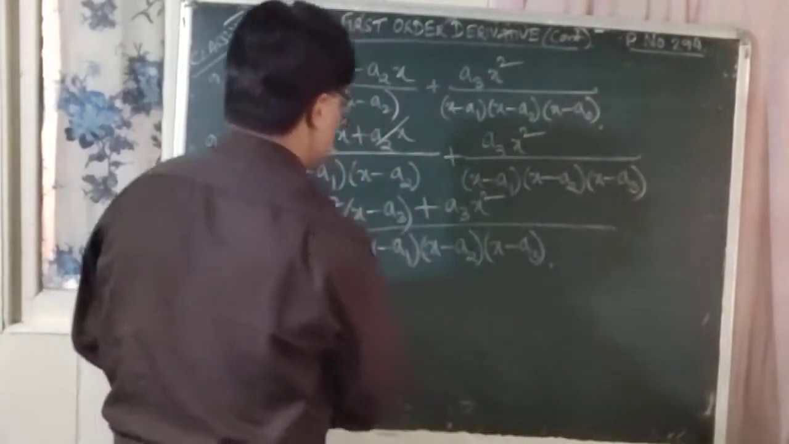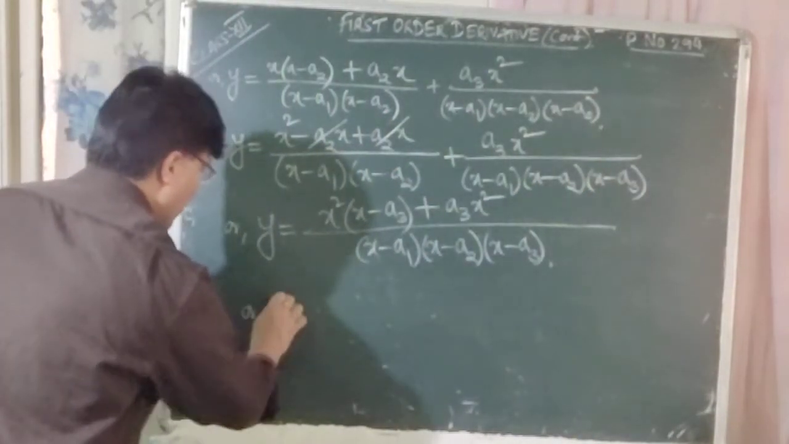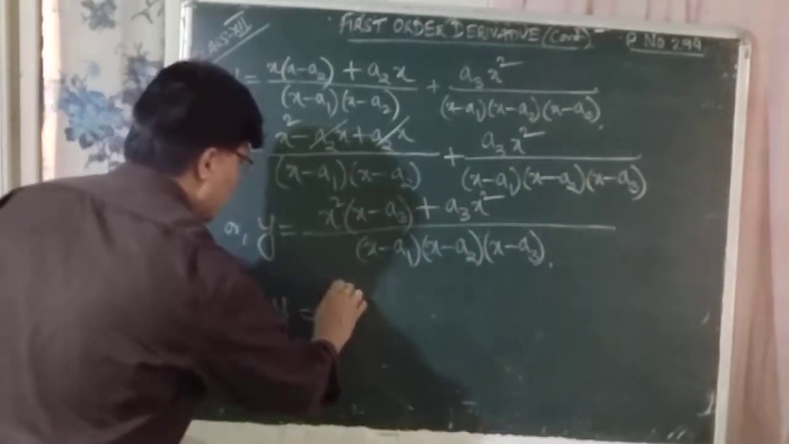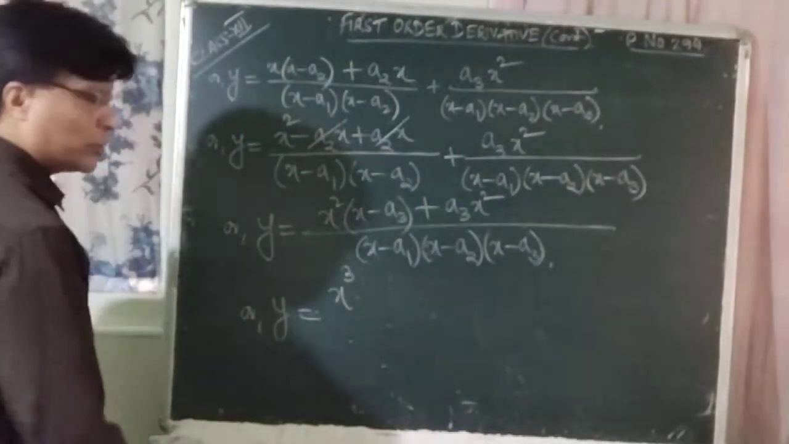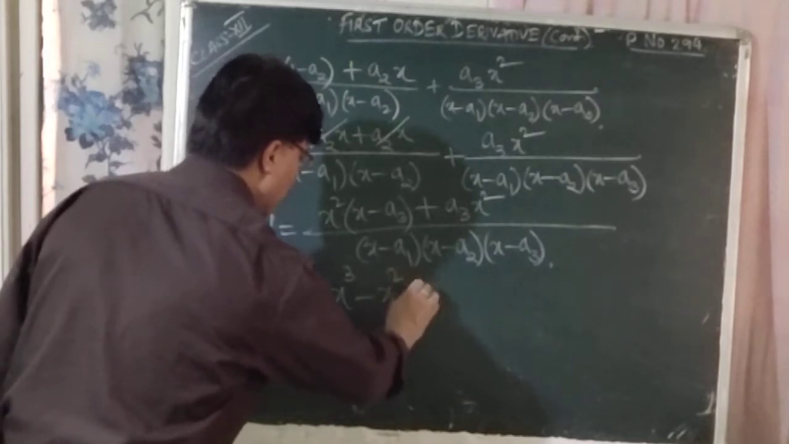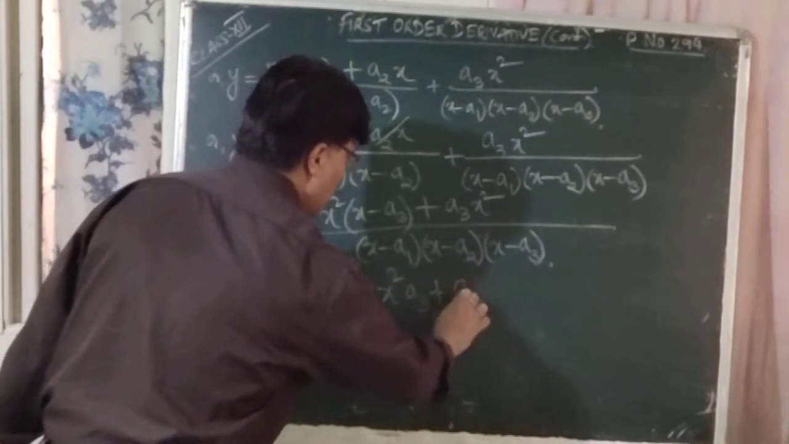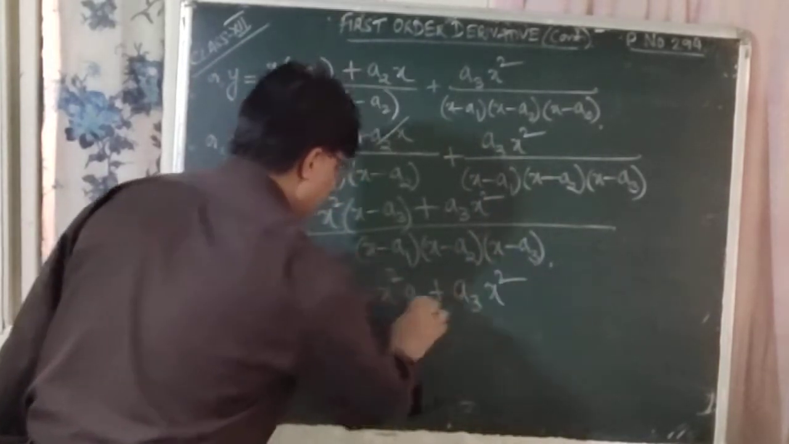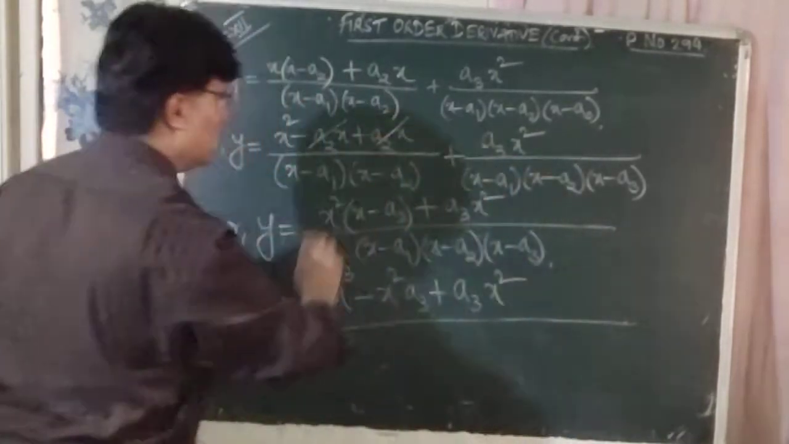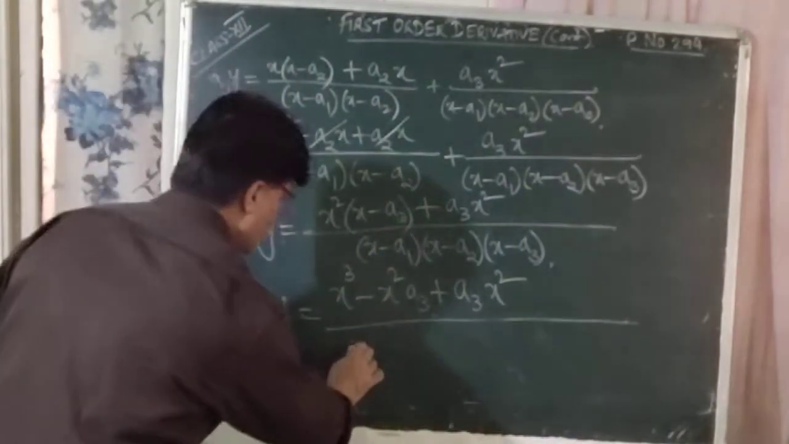So now let us simplify it again. y is equal to, this is your x squared into x, this is your x cube minus x squared a3 plus a3x squared, this whole divided by, what do we get?